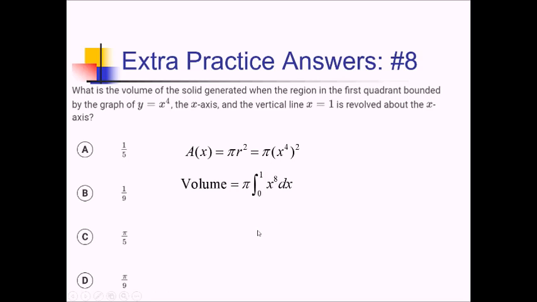Still have a pi outside. We're integrating from 0 to 1. I can pull this 1/9 out here as well to be with the pi. So I can write pi over 9, and now inside I'm going to have 1 to the 9th minus 0 to the 9th. So that's really just pi over 9 times 1, which is just pi over 9, giving us answer choice D.